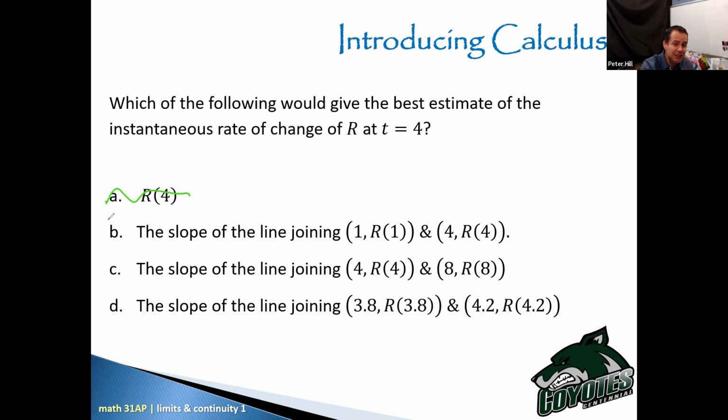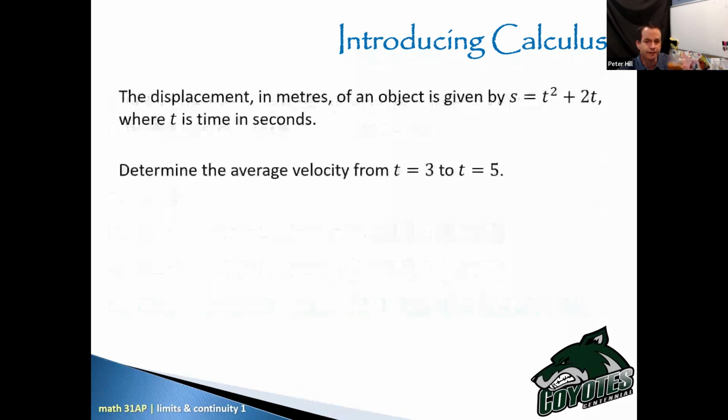So all of these actually are valid ways of getting an estimate. You have to pay attention to the fact that it says, what is the best way? And the best way is to have your points as close to the point you want as possible. So if I want t equals 4, having 3.8 and 4.2, I'm just on one side of 4 and just on the other side of 4. Whereas A and B are a span of like 4 points away. That's going to give me an estimate, but not as good an estimate. So D is the way to go. You want to be as close to the point in question as possible. All right, good.